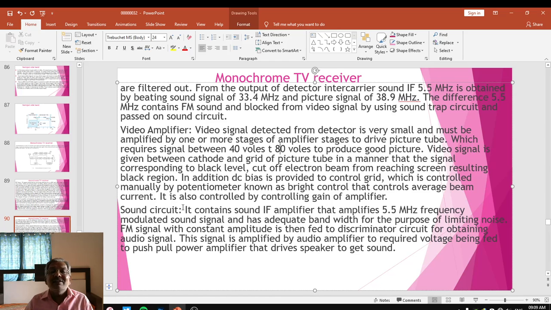Then the sound circuit. It contains the sound IF amplifier that amplifies the 5.5 MHz frequency modulated sound signal and has adequate bandwidth for the purpose of limiting noise. The FM signal with constant amplitude is then fed to a discriminator circuit, that is a ratio detector or Foster-Seeley detector, for obtaining the audio signal. This signal is amplified by the audio amplifier to the required voltage and fed to a push-pull power amplifier that drives the speaker to get the sound.